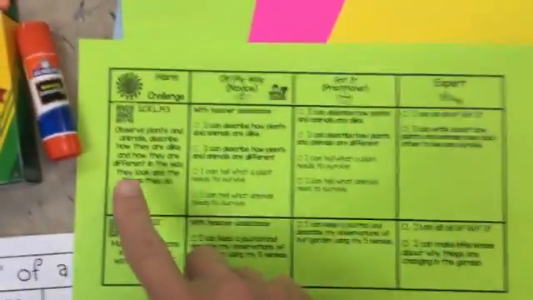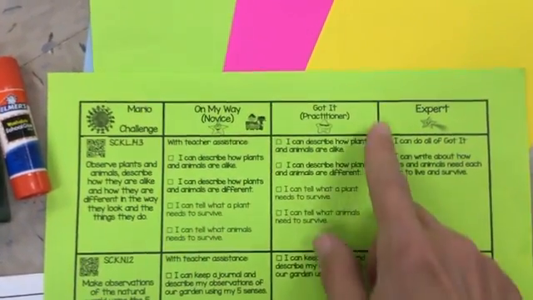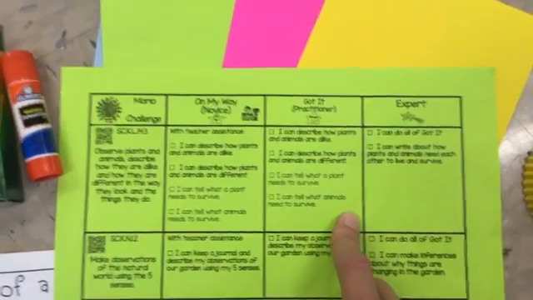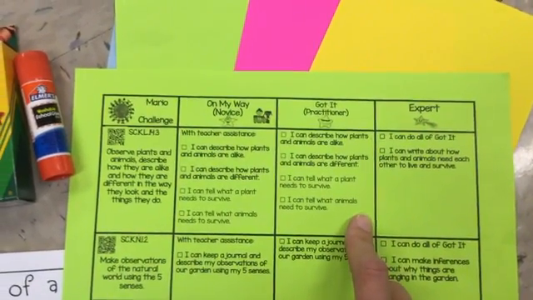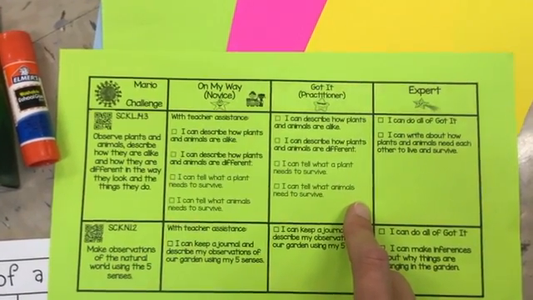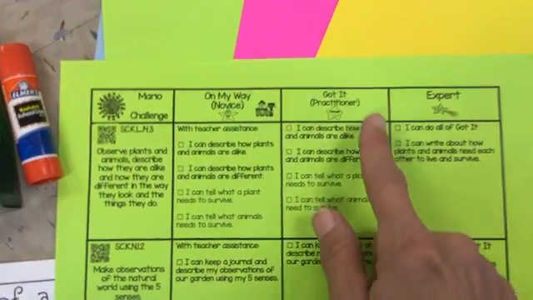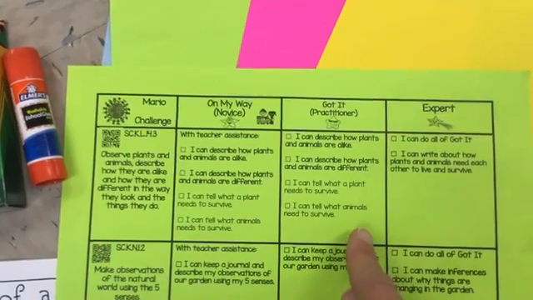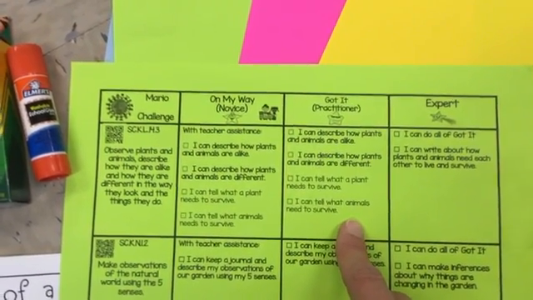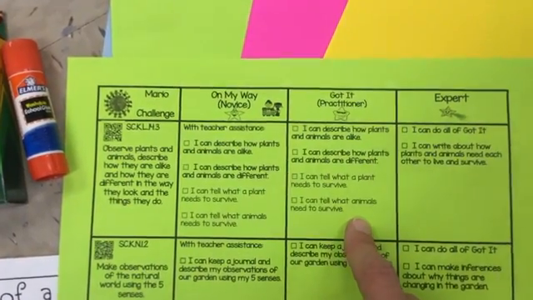Boys and girls, let's first look at our rubric. We're going to look at the first row, and we're going to look under Got It. For this activity, we're going to be showing that we know what the parts of a plant are, and we're also going to be identifying what a plant needs to survive. So that falls under this first strip right here, where we're observing plants and animals and describing how they're alike and how they are different, and the way they look and the things they do.